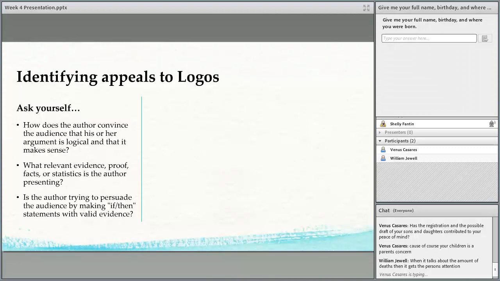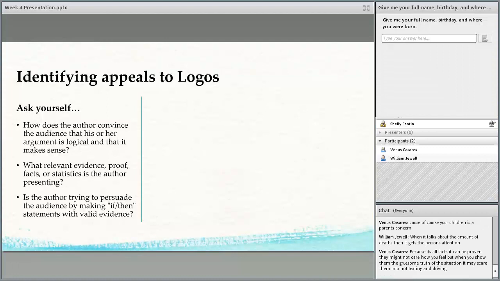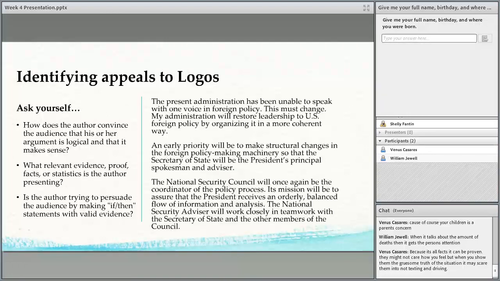All right, identifying appeals to logos. So you're going to ask yourself again, how does the author convince the audience? What relevant evidence, proof, or facts or statistics is the author presenting? And is the author trying to persuade you with if-then statements? Oh, sorry, Venus, because it's all facts. It can be proven. They might not care how you feel, but when you show them the gruesome truth, it may scare them. Absolutely. Good point.